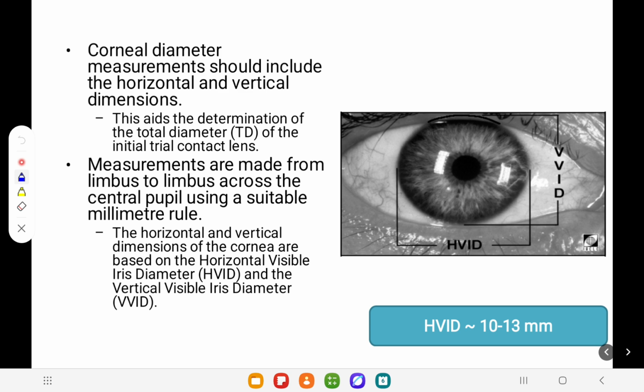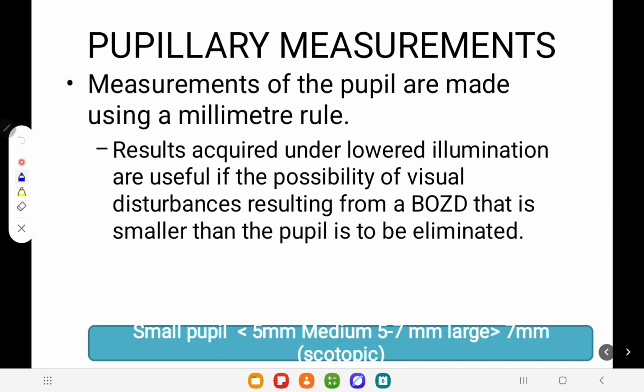Measurements are made from limbus to limbus across the central pupil using a suitable millimeter rule, or nowadays very easily with corneal topography, which gives it automatically. Horizontal and vertical dimensions of the cornea are based on horizontal visible iris diameter and vertical visible iris diameter, approximately 10 to 13. Pupillary measurement is made using millimeter rules, or nowadays pupillometry. Pupil is small if it's less than 5 mm, medium 5 to 7 mm, large greater than 7 mm in scotopic.